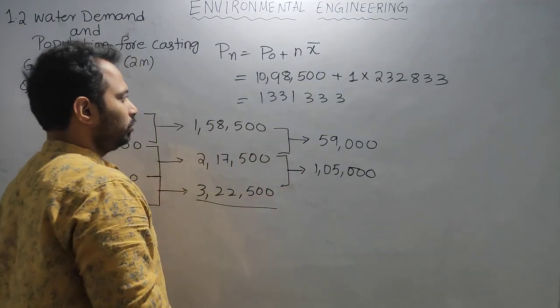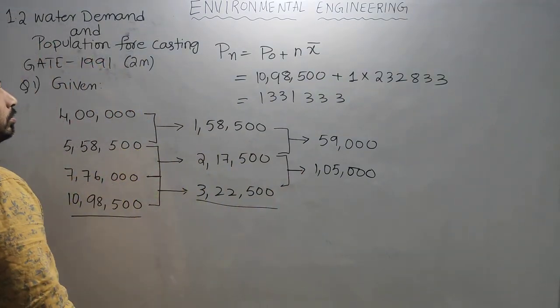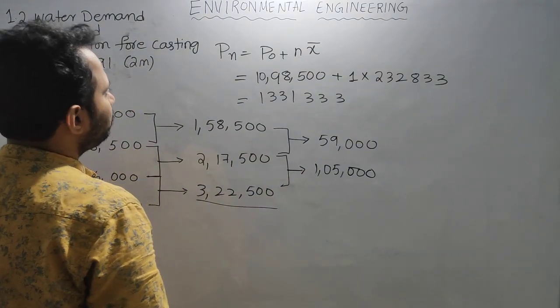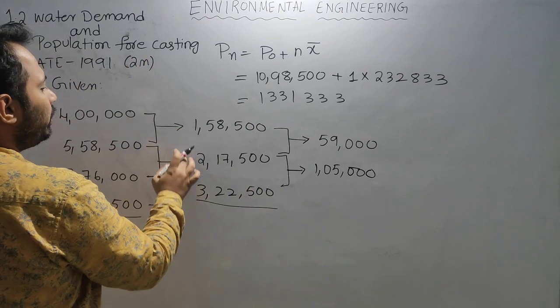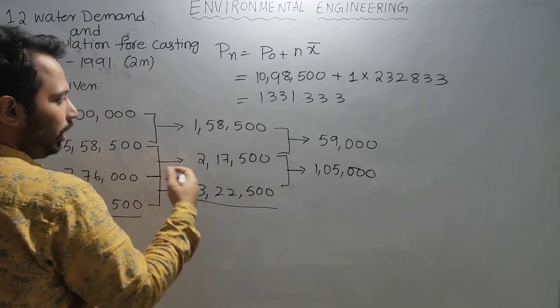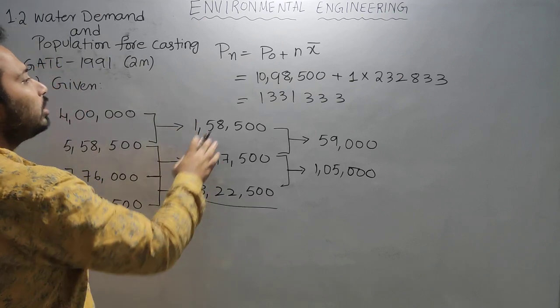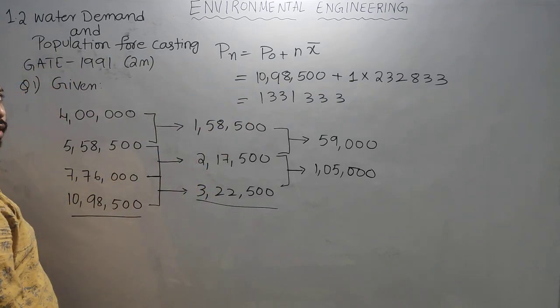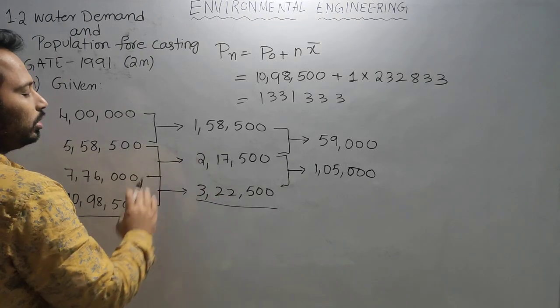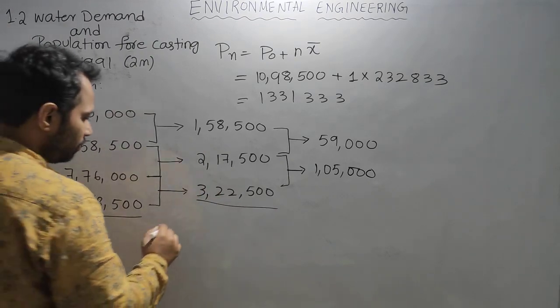Now here dP is growing, not constant. So this arithmetic method is giving a somewhat lesser value. Let us do this with the geometric method also.